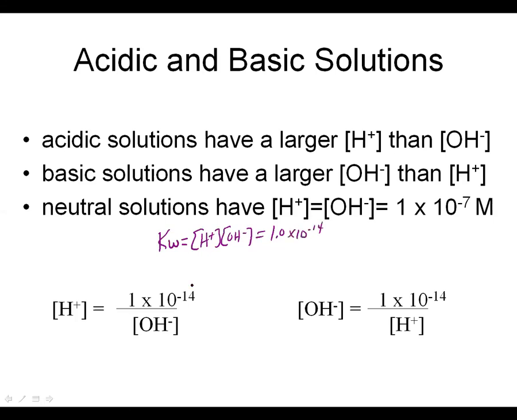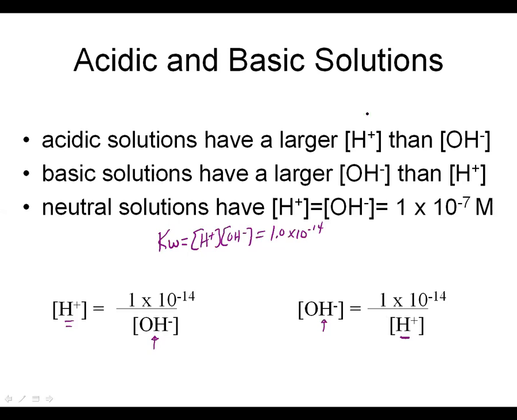So it is really the same calculation no matter which one you're doing. If you have the OH minus concentration and you want to figure out the H plus concentration, you take 1 times 10 to the minus 14 and divide it by the OH minus concentration, and vice versa. If you have the H plus concentration and you want the OH minus concentration, you take 1 times 10 to the minus 14 and divide it by that. And you could compare those.